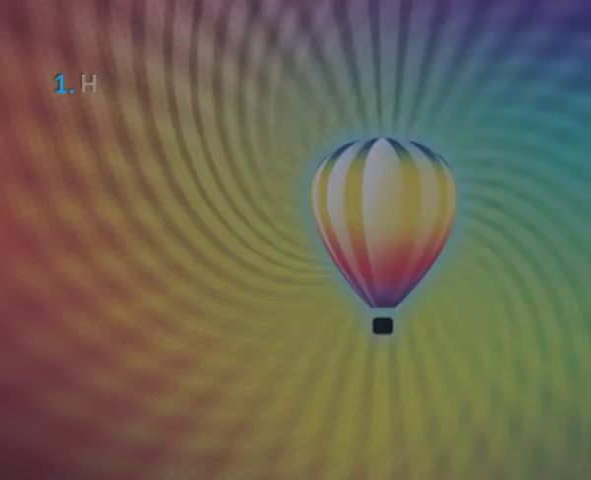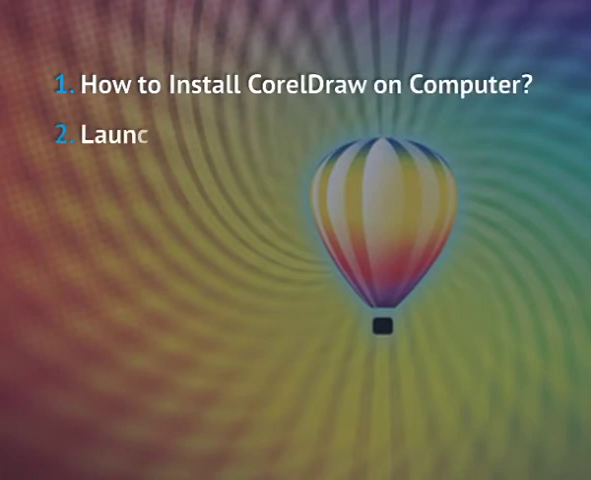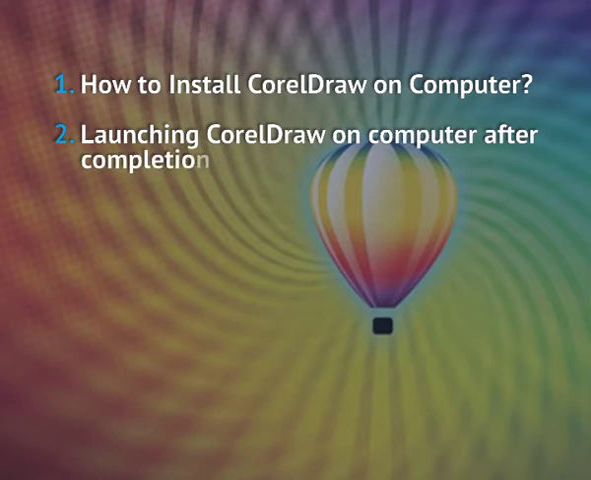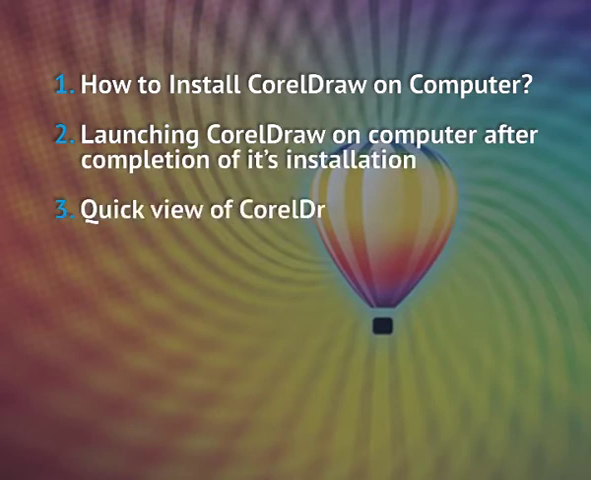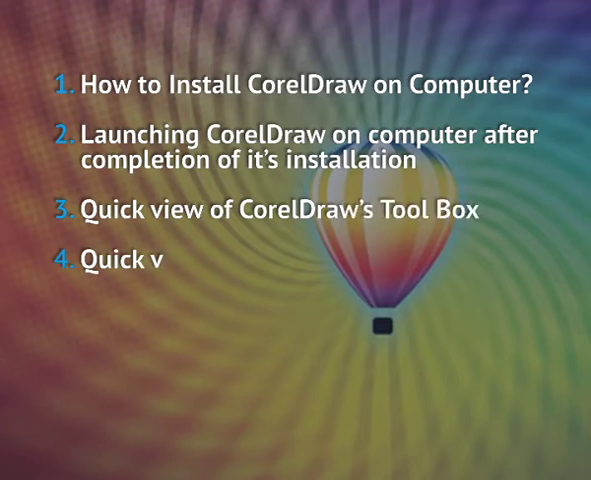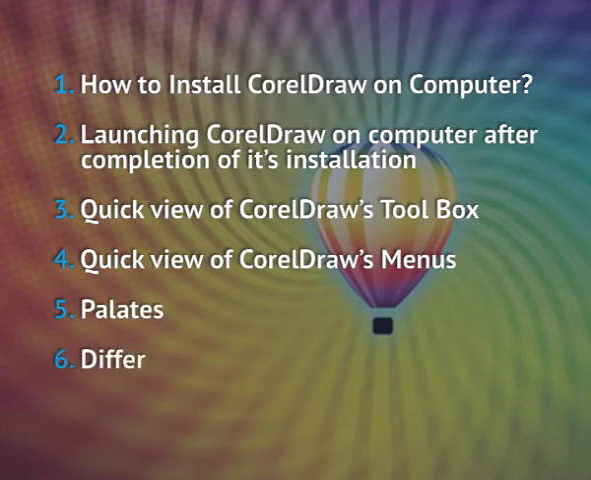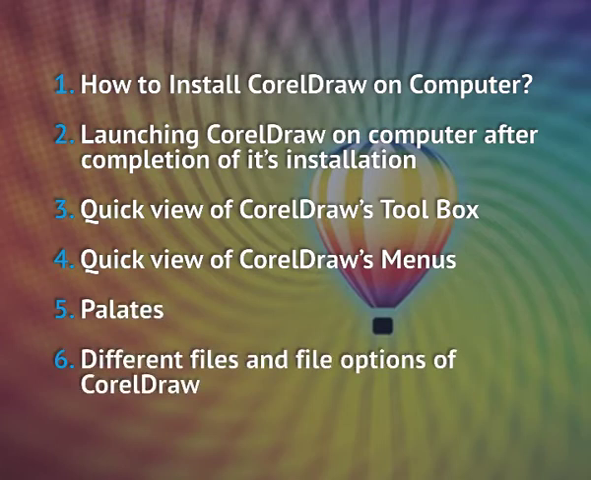Now, we will move towards the topics we are going to teach you in today's episode. The list is number 1, how to install CorelDraw on your computer. Number 2, launching CorelDraw on computer after completion of its installation. Number 3, quick view of CorelDraw's toolbox. Number 4, quick view of CorelDraw's menus. Number 5, palettes. Number 6, different files and file options of CorelDraw. Now we will start learning today with our first topic of the CorelDraw.